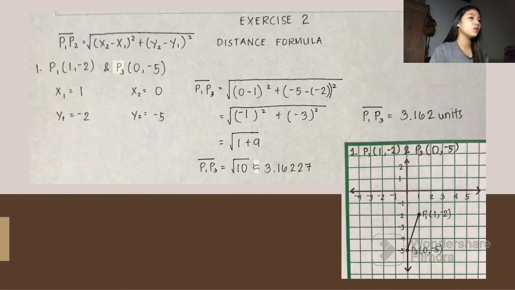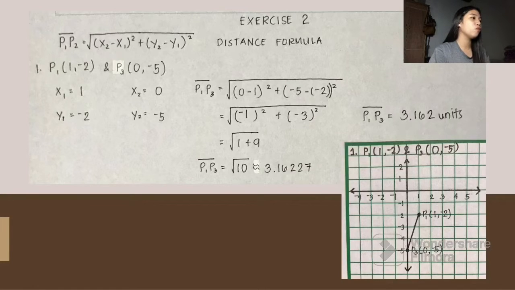In this exercise, we will be using the distance formula. Distance formula is equal to the square root of (x sub 2 minus x sub 1) quantity squared plus (y sub 2 minus y sub 1) quantity squared. Number 1, P sub 1, 1, negative 2, and P sub 3, 0, negative 5, where 1 is x sub 1, negative 2 is y sub 1, 0 is x sub 2, and negative 5 is y sub 2. So, let's plug in the given to the formula.